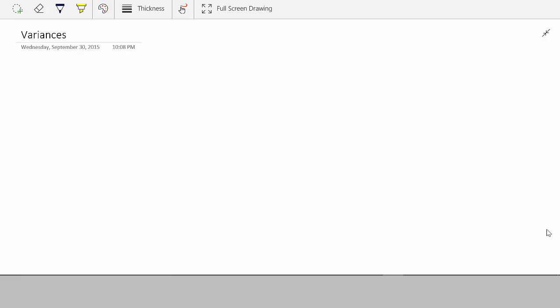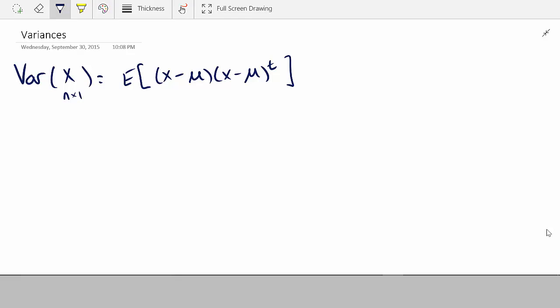Let's talk a little bit about multivariate variances and covariances. So we're going to define, for a random vector x, say n by 1, the variance of the random vector x to be the expected value of the outer product of x minus mu with itself, where mu is the vector expected value of x.